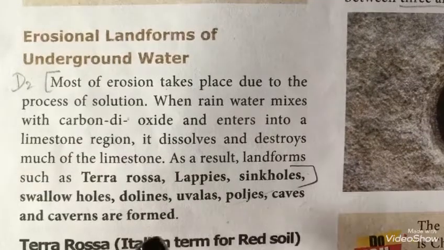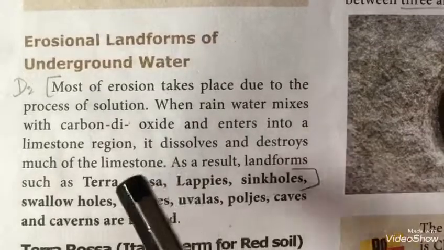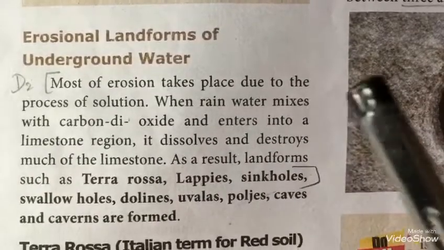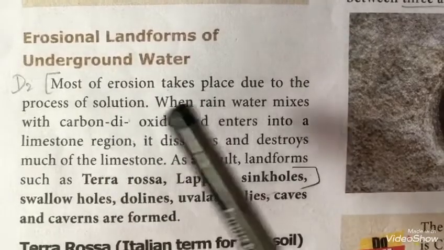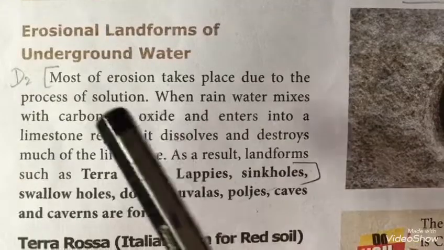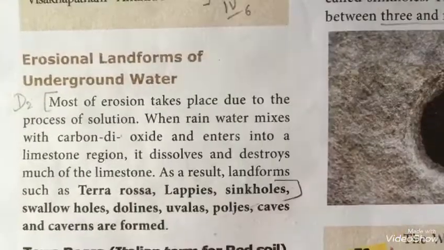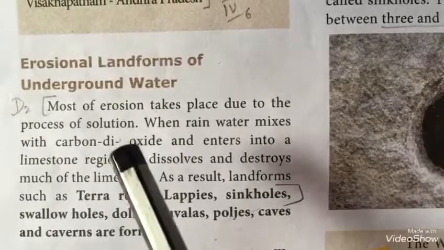The next heading is erosional landforms of underground water. So water is also an active agent of gradation. Now we are going to learn about the erosional landforms and the depositional landforms which are created by the underground water. Most of the erosion takes place due to the process of solution.